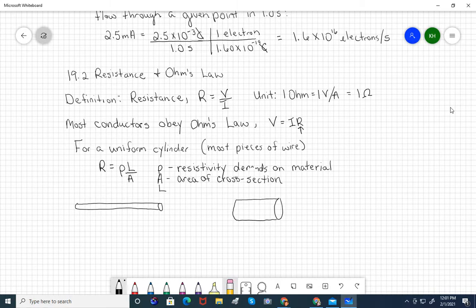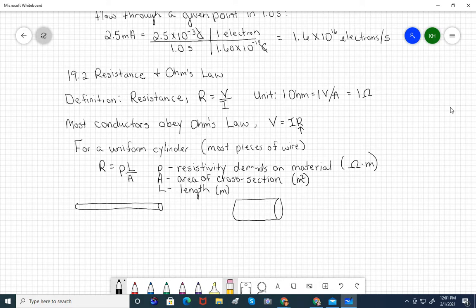So finally, L is, of course, the length. That's going to be in meters. A will have to be in square meters. Rho is in units of ohm meters. So increasing the length increases the resistance. Increasing the area decreases the resistance.